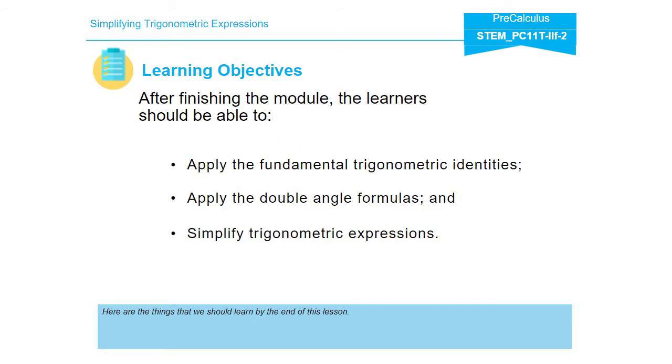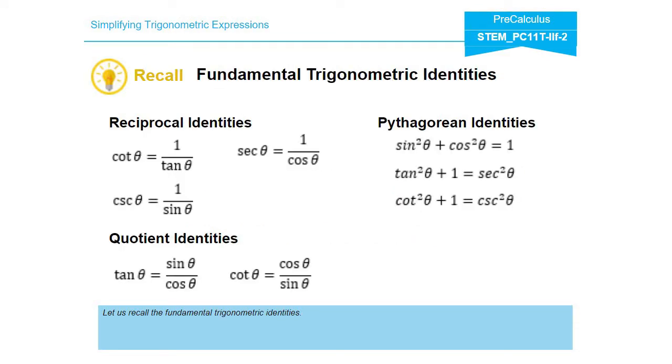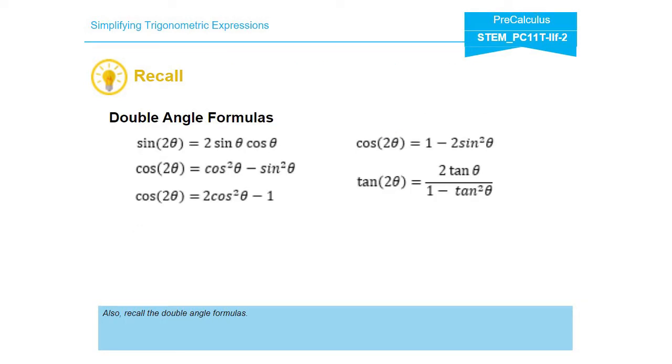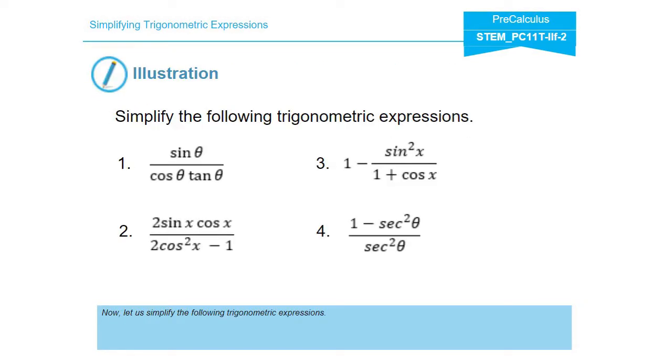After finishing the module, the learner should be able to apply the fundamental trigonometric identities, apply the double angle formulas, and simplify trigonometric expressions. Let us recall the fundamental trigonometric identities. We're going to use reciprocal identities, quotient identities, and Pythagorean identities. We will also be applying the double angle formulas. Now, let us simplify the following trigonometric expressions.